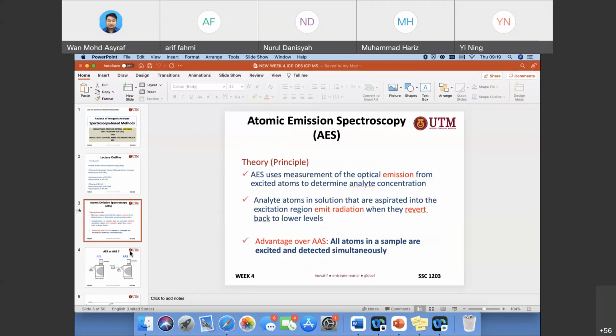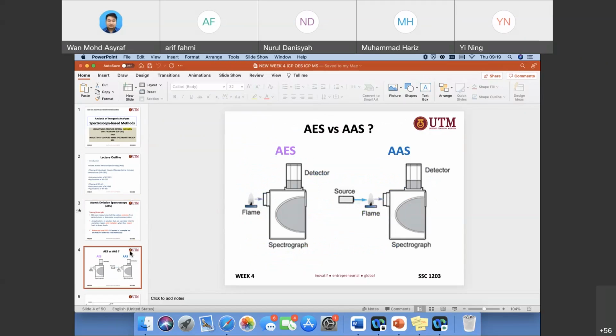Of course, you need to know about the principle of it. What does emission mean, and how is the emission radiated onto your detector later on. So you need to know the differences between AES and AAS, as we have been looking at in this illustration in this figure. You have seen that in AES there is only flame, there is no source, but for AAS there is a source and then there is a flame. You need to know the differences and why these differences happen. I've already elaborated this inside the lecture.